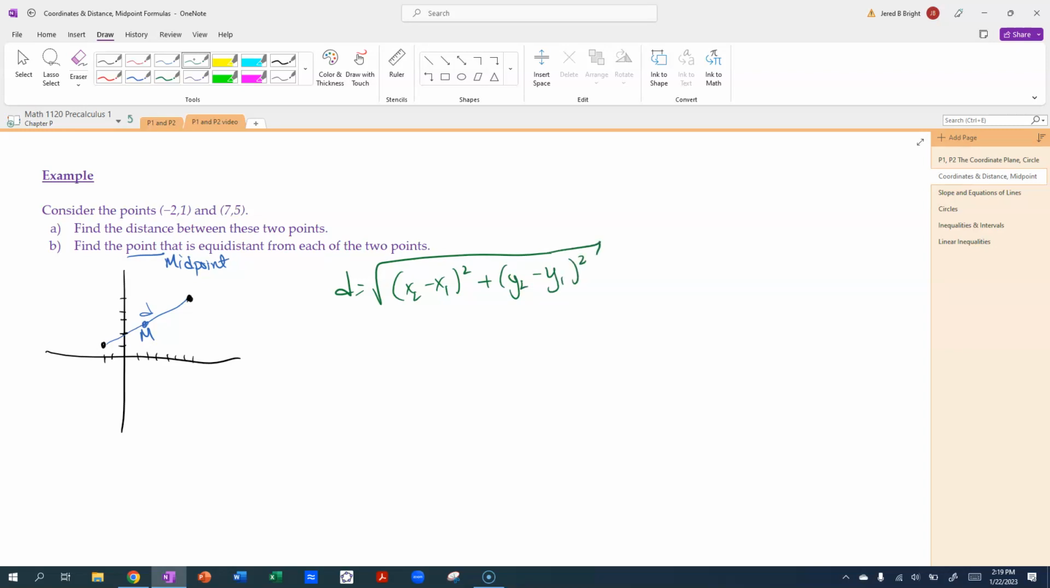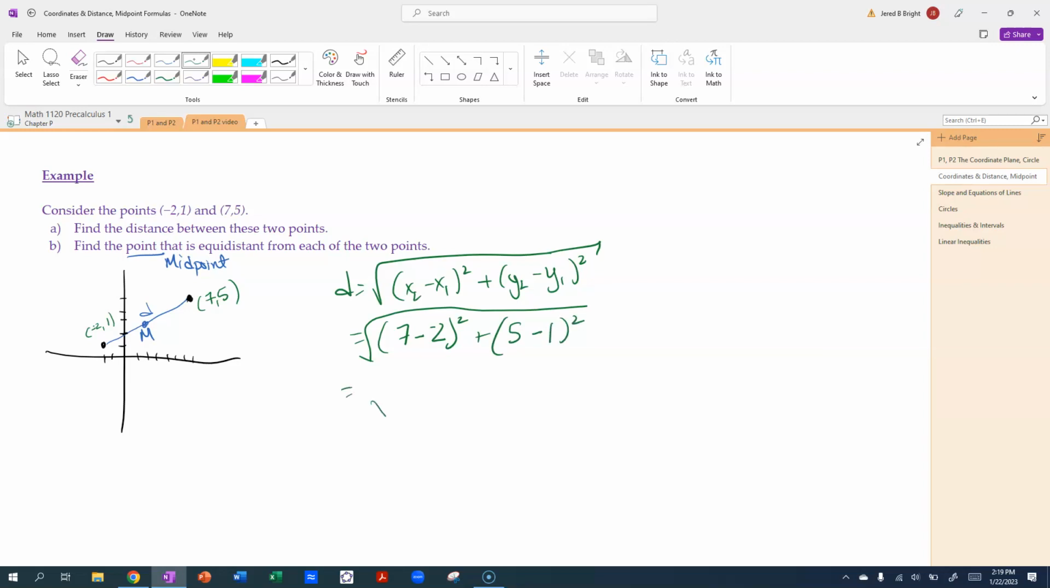Now the real question is, I should label these: -2, 1 and 7, 5. Which one's x2 and which one's x1? The answer is, it doesn't matter. You pick, okay? I'm just going to use the convention that the left one is the 1s and the right point is the 2s. So the x2 would be 7, x1 would be -2 squared, and then plus y2 would be 5 minus 1 squared.